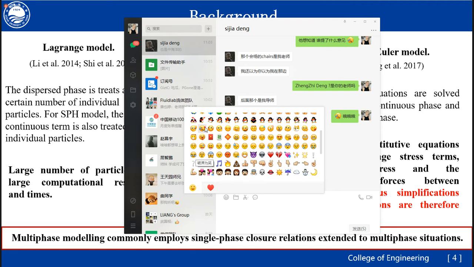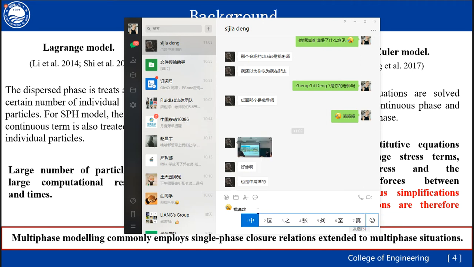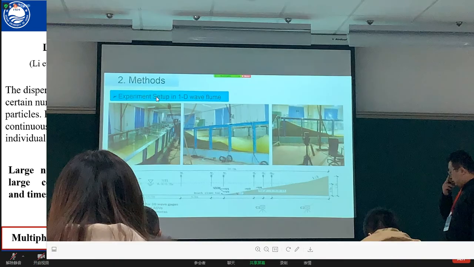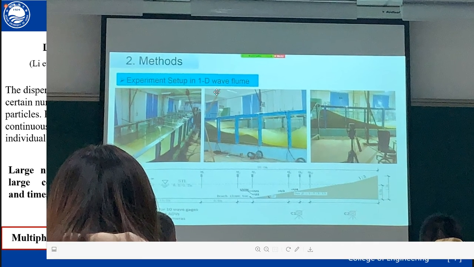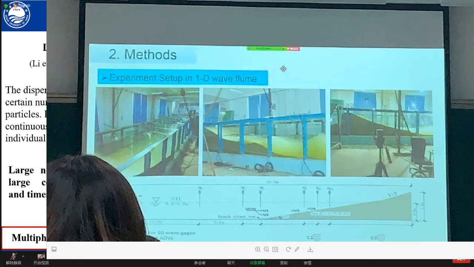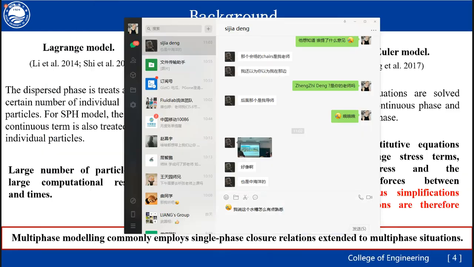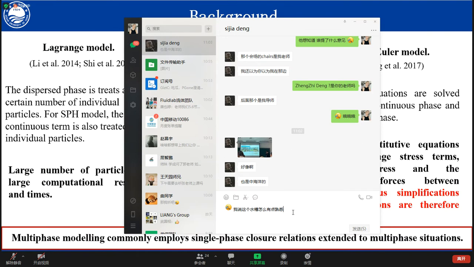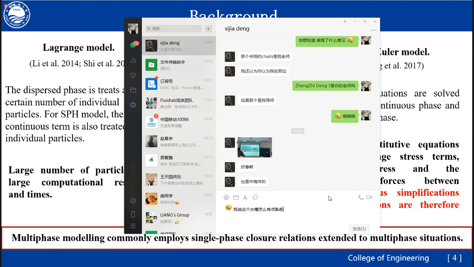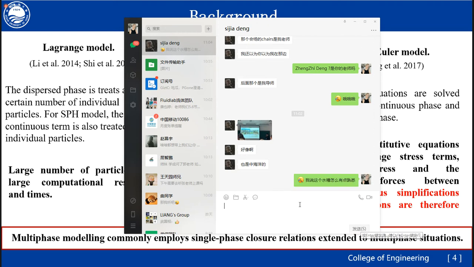Here we know even the Eulerian model is very accurate, but it has complex constitutive equations for the average stress term, turbulent stress, and the interaction forces between the sediment and the water, so we need some simplifications. The Eulerian model also needs to solve many equations. So how can we solve this problem? We think we need to combine the models.